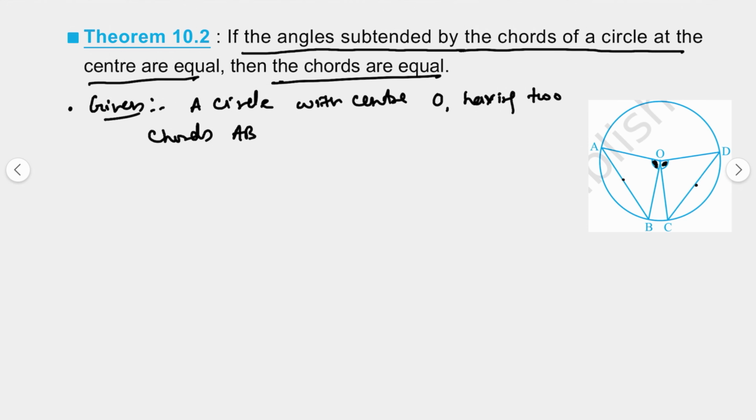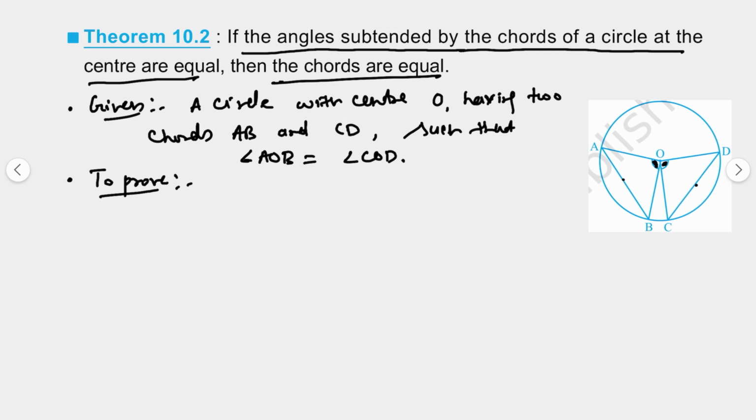So, having two chords AB and CD such that the angles made by these chords at the center are equal, that is, angle AOB is equal to angle COD. This is given. What we have to prove here is that the two chords are equal, that is, we have to prove AB equals CD. So let's start this proof.